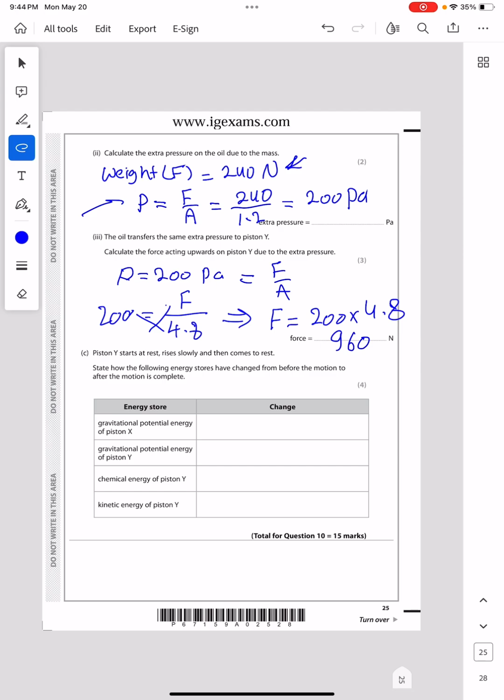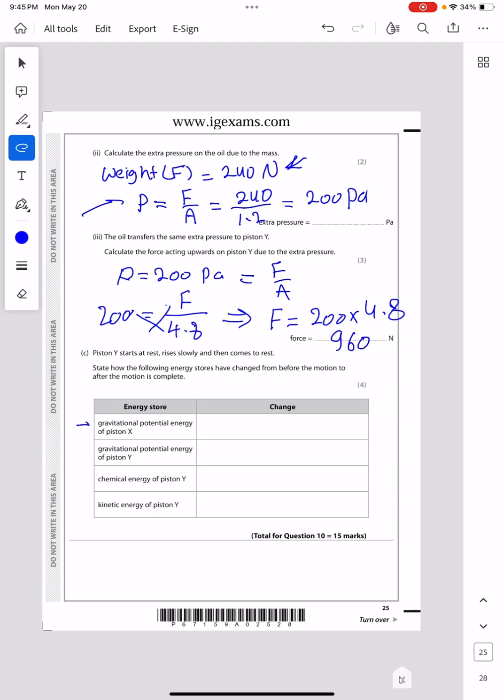Now let's go to C. Piston Y starts at rest, and then piston X did some kind of add some kind of drama, and now piston Y is moving slowly, rising slowly, and then it is at rest again. So this is a little bit of a journey here. State how the following energy stores have changed from before the motion to after the motion is complete.